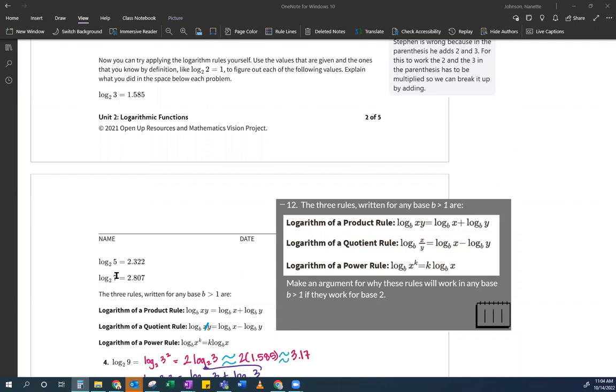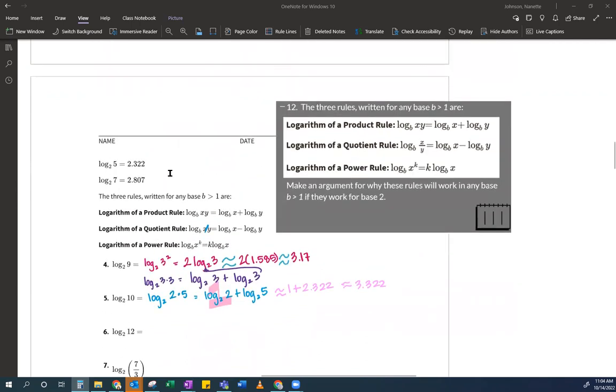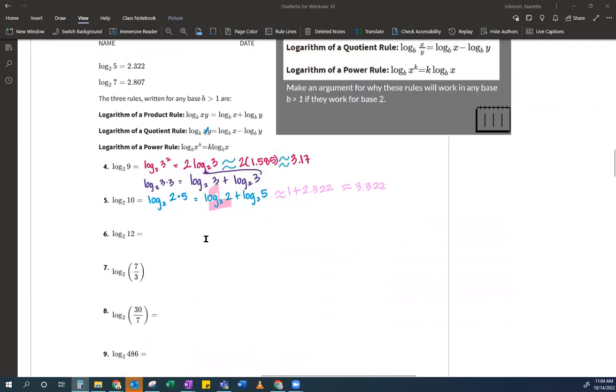Okay, good. Now let's build some more. What about 12? How would you build a 12 from 3, 5, and 7? So someone said 6 times 2, which I like, right? So I'm going to go with 6 times 2.